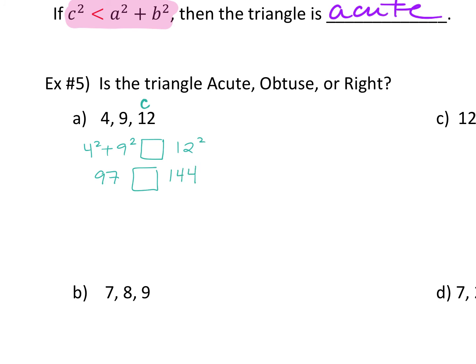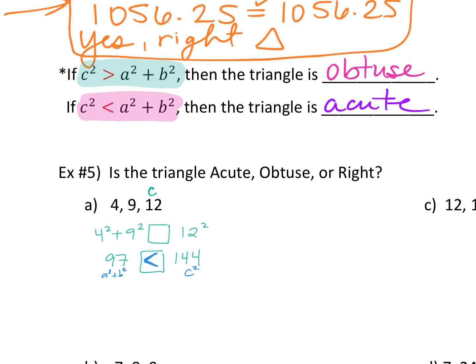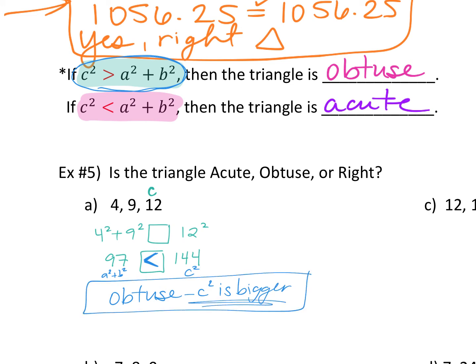Okay, so that means my c squared is bigger, right? This is the c side. This is the a squared plus b squared side. My c squared is the bigger one. We said if c squared is bigger, that is what type of triangle? That's an obtuse triangle, right? Because your c squared is bigger. And again, I don't need you to tell me this portion of it as long as you show me this portion of it, okay?